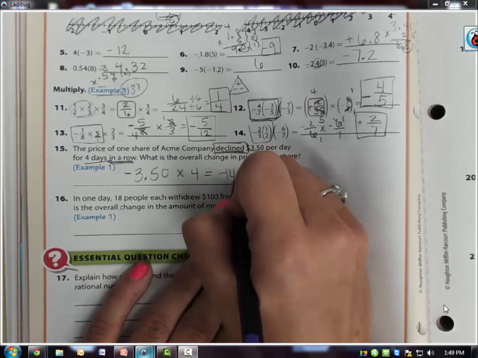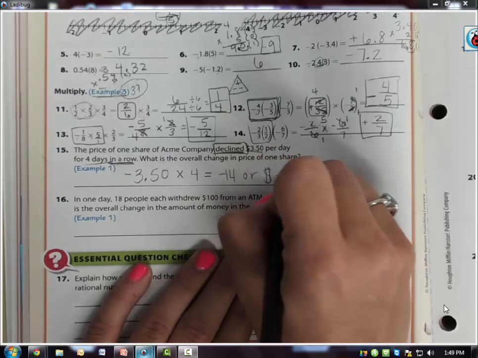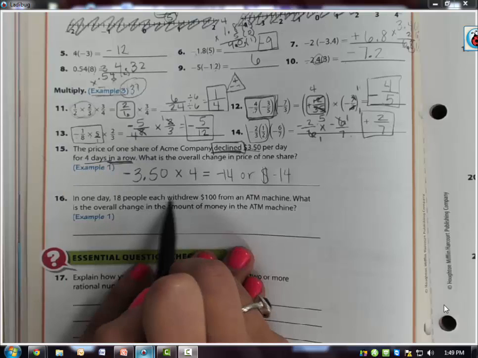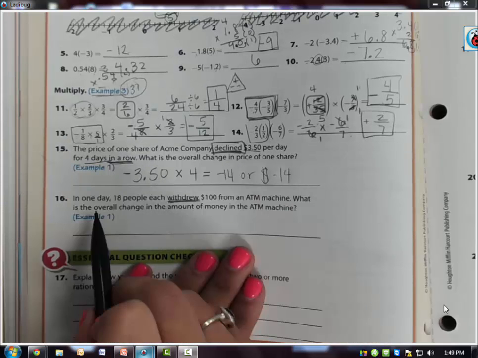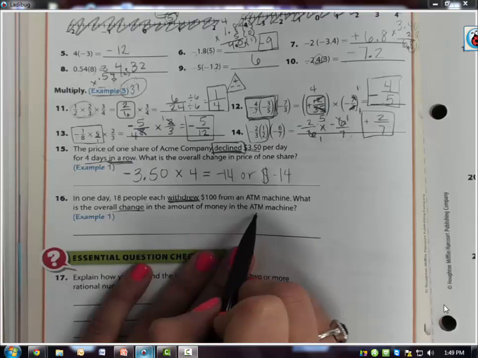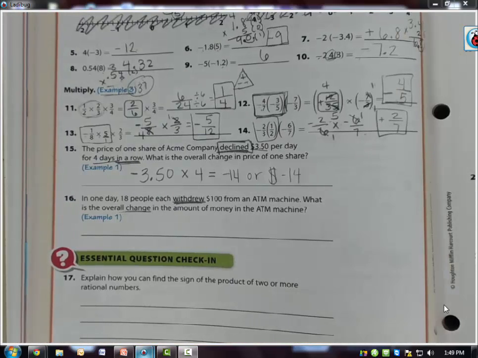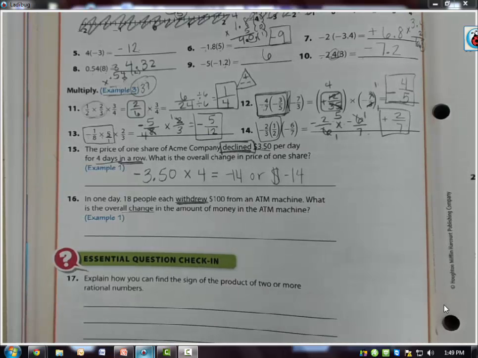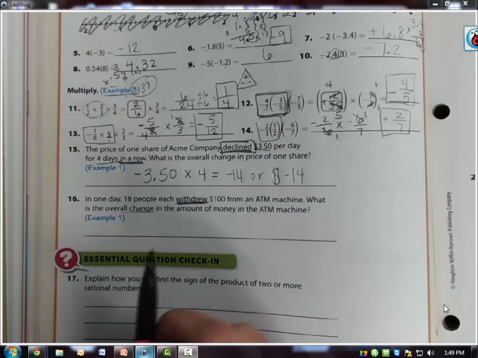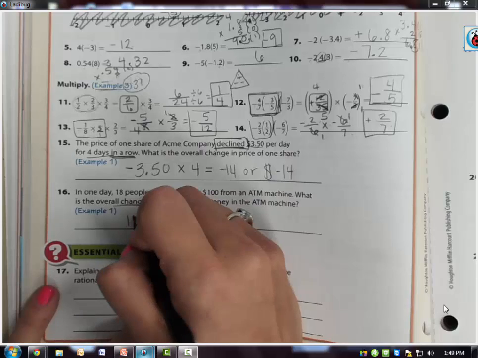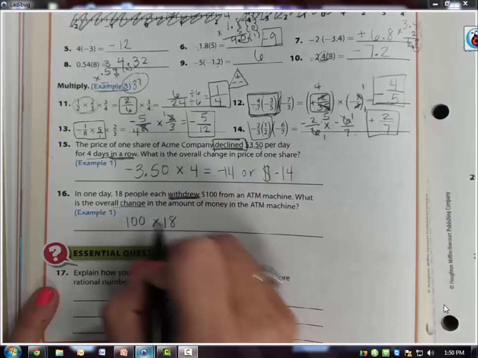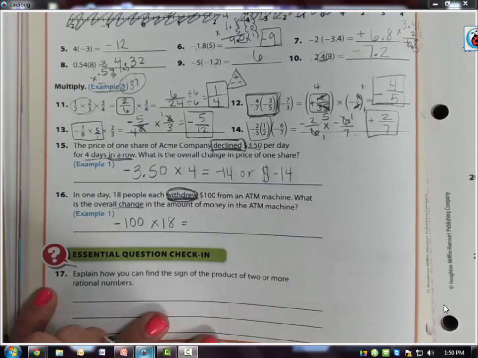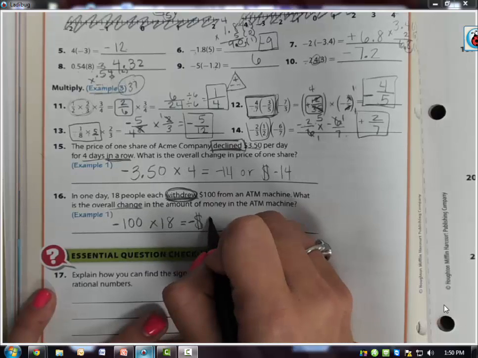Okay? 16. In one day, 18 people each withdrew $100 from an ATM machine. What is the overall change in the amount of money in the ATM machine? 18 people each took out 100. So instead of doing 100 plus 100 plus 100 plus 100, geez, I did that twice already. You should really just do 100 times 18. What kind of 100 though? Good, a negative 100. Why? Because of this word withdrew. How much money did they take out in all? They took out negative $1,800.